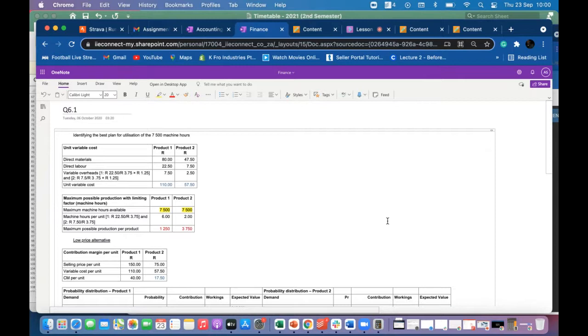Okay, so we have one job there. Identify the best plan to utilize the 7.5 thousand machine hours, including commentary on the selling price that offers the highest expected annual contribution. All right.